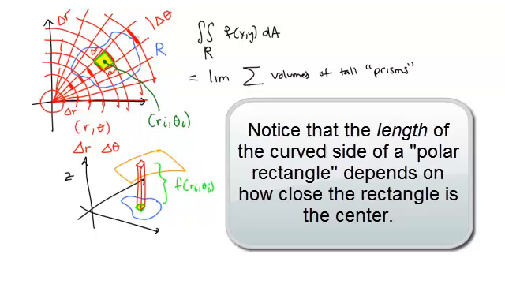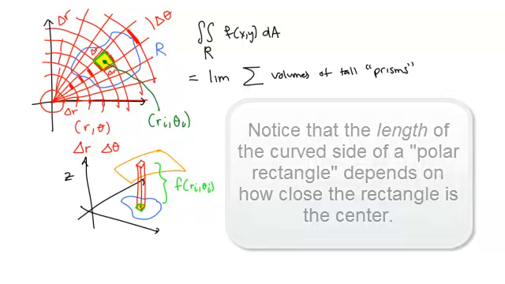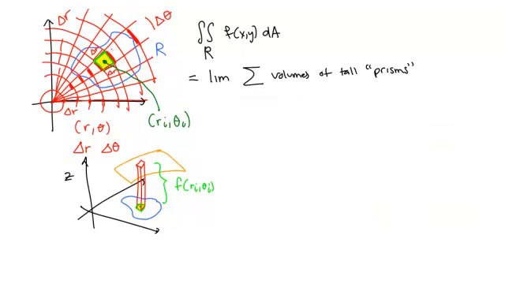Delta theta stays the same, but the length of that segment gets longer the farther out you go. So how long is this segment right here? I'm going to make an approximation. The area of this, what's sometimes called a polar rectangle, is going to be approximately the base, which is delta r, times the height. Now, the height is part of the circumference of a circle.